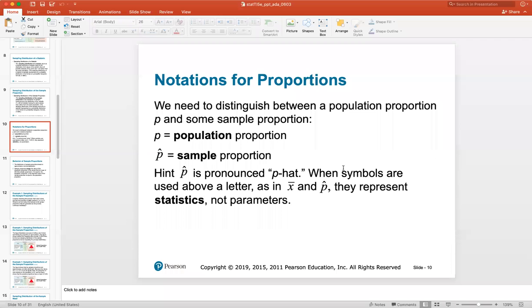Now I mentioned the notation of the proportions, but just keep in mind that the lowercase p denotes the population proportion, and p hat denotes the sample proportion. Keep this in mind.